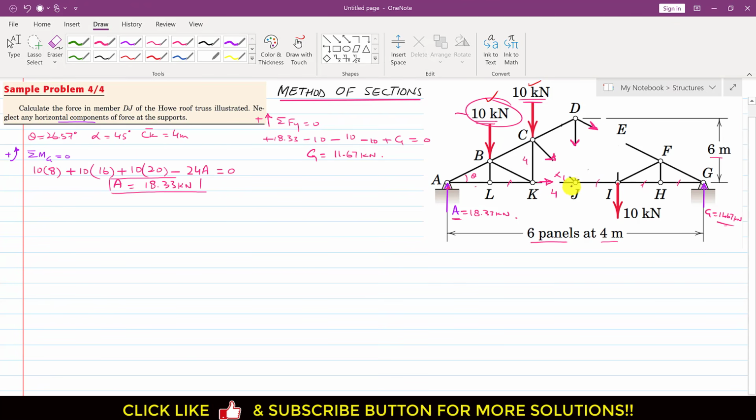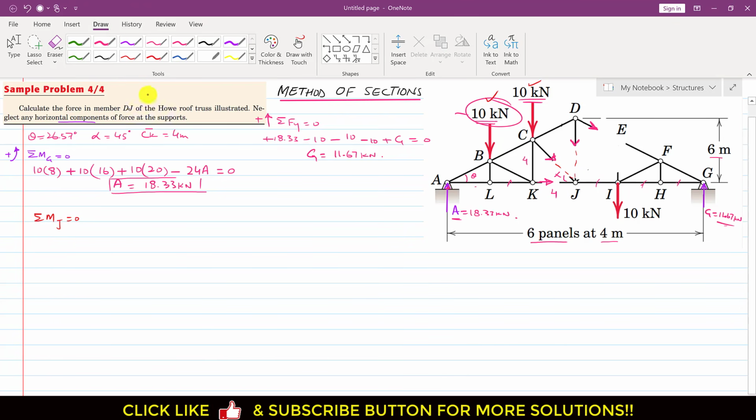If we apply the summation of moment about this point J, then as we can see, the line of action of this CJ force is passing through this point, the KJ force is passing through this point J, and similarly this DJ member force is passing through point J. So they will not produce a moment about point J, right? So if we apply the summation of moment about point J equals 0, then we will be able to find this DE member force, right? Since this is producing a moment about J, and this 10 kilonewton, this 10 kilonewton force, and this reaction at point A are producing a moment about point J.